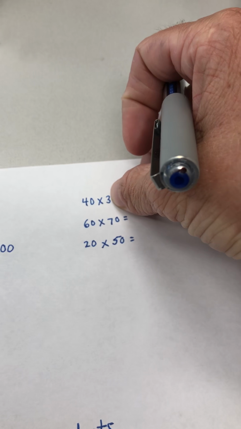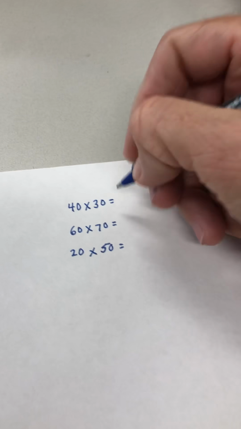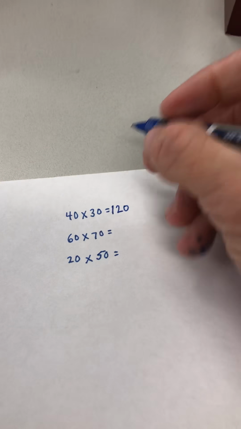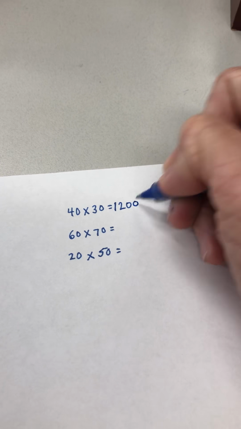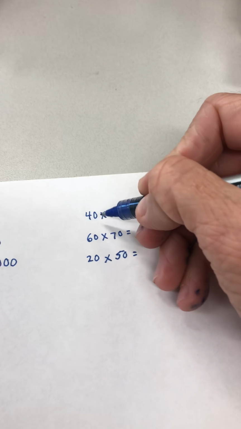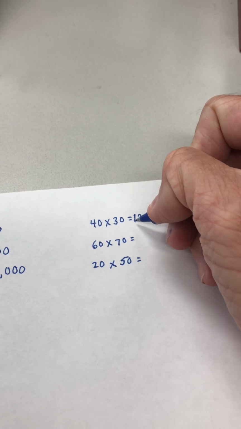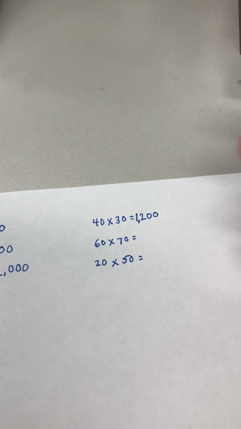Okay, so that gets us to what we're doing this week, 40 times 30. Well, if 40 times 3 was 120, then 40 times 30 is going to have to be 10 times as big. Okay, so 10 times as big means I'm going to add one more zero. So tens times tens is 100, so we're going to need 12 hundreds, which is 1,200.